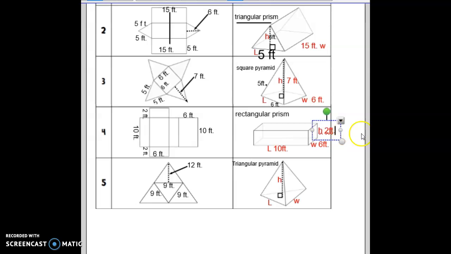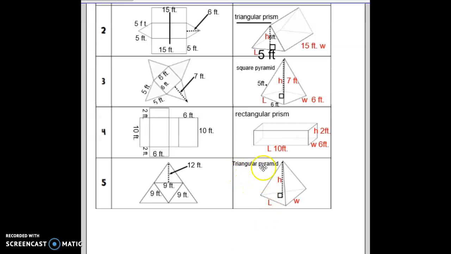Now don't worry too much if you don't understand how I'm labeling these. Eventually we will get into finding surface area with nets, and so this is just getting you used to, first of all, identifying the net with the three-dimensional figure, as well as knowing the dimensions. We will eventually find surface area with nets and with three-dimensional figures.